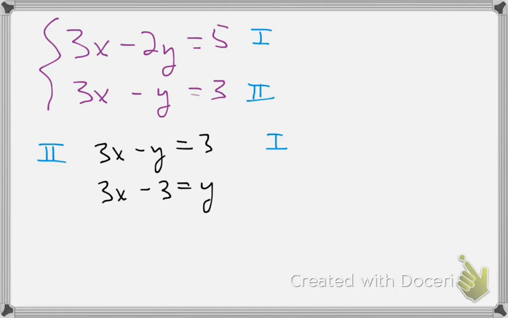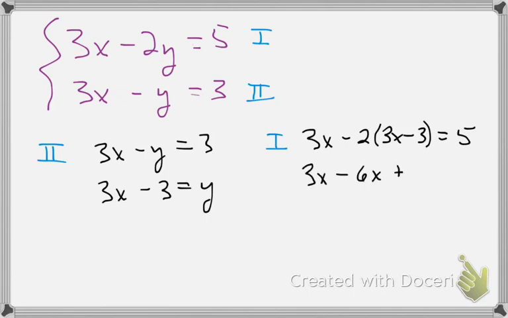So this means I go over to 3x minus 2y equals 5, but I don't want just any y. I specifically want y to be 3x minus 3. So that means I have 3x minus 2 times (3x minus 3) set equal to 5. Do you guys see how I substituted in? Well, we can solve this equation. 3x minus 6x plus 6 set equal to 5. You guys agree? Combine like terms, that means negative 3x plus 6 equals 5.